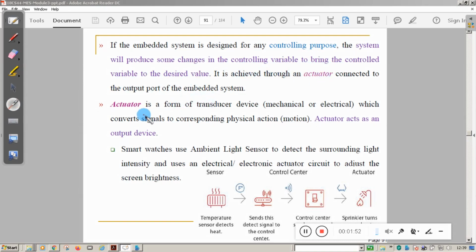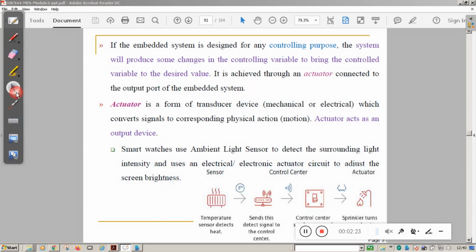So now what is actuator? Actuator is a form of transducer device, either mechanical or electrical, which converts signal into physical action. So actuator is an output device. Like you can see here in the example, a smartwatch uses ambient light sensor to detect the surrounding light intensity and uses an electronic actuator circuit to adjust the brightness.